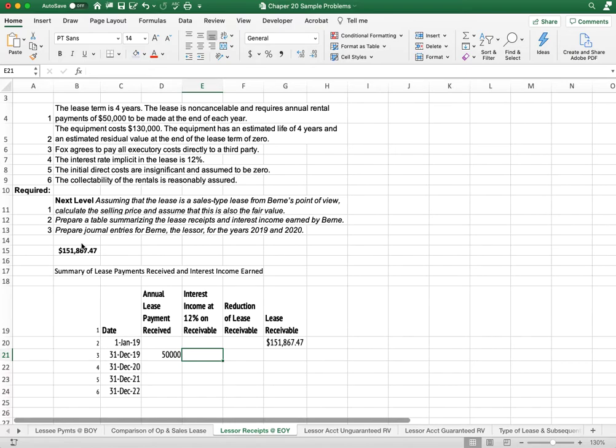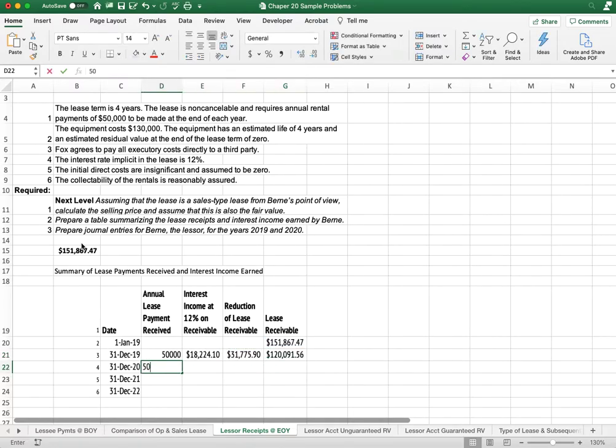And the interest income is equal to our previous receivable times that 12% to give us $18,224. And so then the reduction of the lease receivable would be the difference, so $50,000 minus our $18,000, and so that gives us a reduction of $31,000, and so we can just say that previous balance minus this current reduction gives us a new balance.